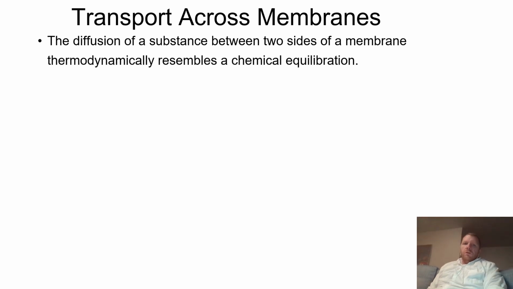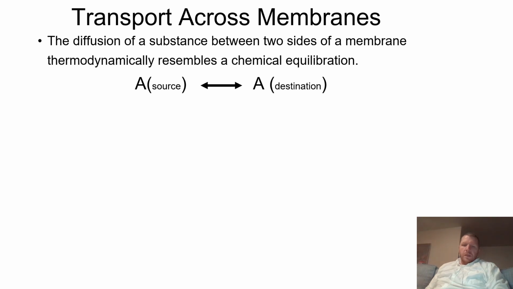Now what we need to get into is actual movement across that membrane. So we're going to go through talking about not only some of the energy barriers and some of the energy aspects of transport across the membrane, but what does it look like in terms of the movement of different atoms. Okay, so the diffusion of a substance between two sides of the membrane resembles a bit of a chemical equation. So we have a source and we have a destination. You can almost think about that as reactants and products.